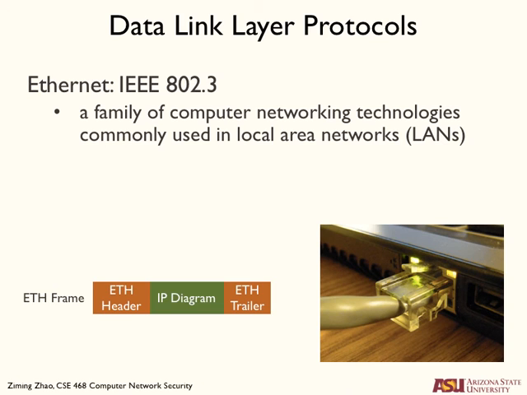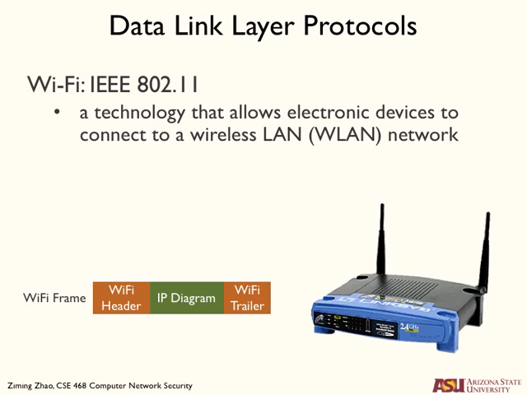And another one we're familiar with is Ethernet. Ethernet is a family of protocols used to build local area networks. The frame of Ethernet looks similar. This is the IP datagram, and we have an Ethernet header and an Ethernet trailer. And we also have Wi-Fi, a technology that enables your mobile devices to connect to a wireless local area network. The IP datagram part remains the same, only the Wi-Fi header and Wi-Fi trailer get changed.